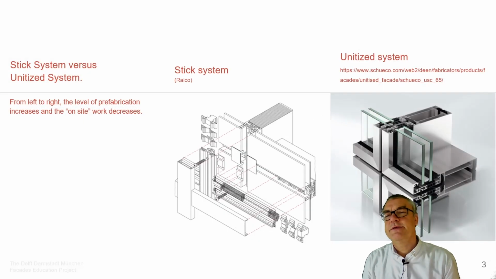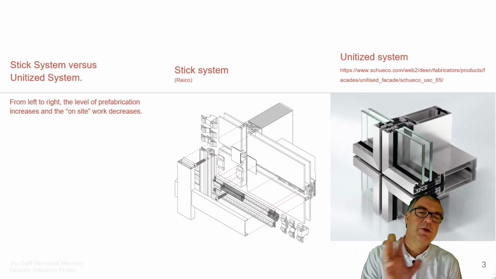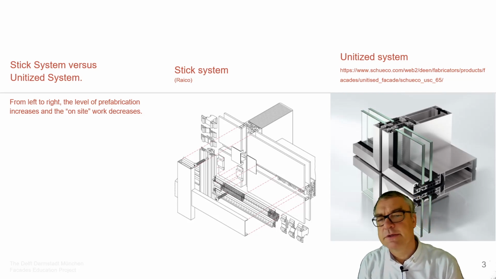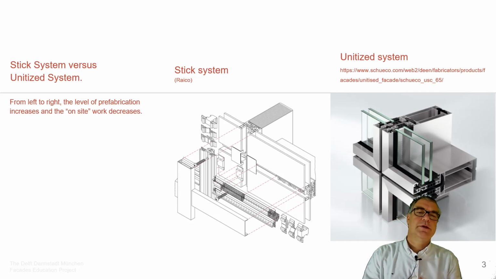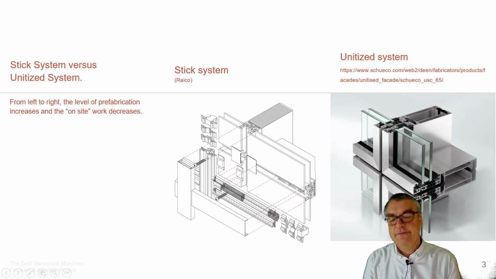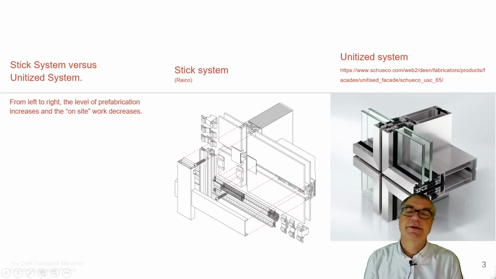With this lecture, we selected a stick system and a unitized system, random systems. The stick system here from Reiko, it's a timber stick system, versus a unitized system from Schuko, which we use in this lecture. You see, this is the stick keeping the glass sheets in position, getting this fixed with a pressure bar, and then a final cover cap fixing it as a system.